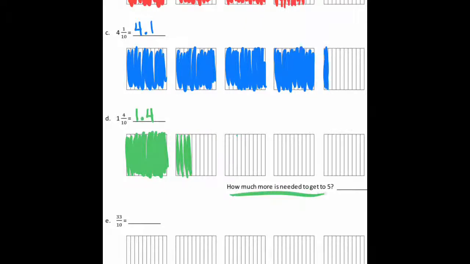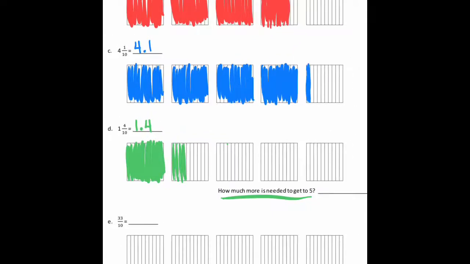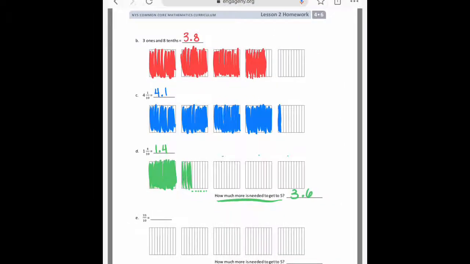And now there is a question down here. It says how much more is needed to get to 5? Well, there's 5 squares right here, so it looks like I need 3 whole squares that are empty, so I need 3 more. And then there's part of this one that I didn't use, and it looks like there's 6 tenths of the one I didn't use, so really I need 3.6 more till I get to 5 wholes.